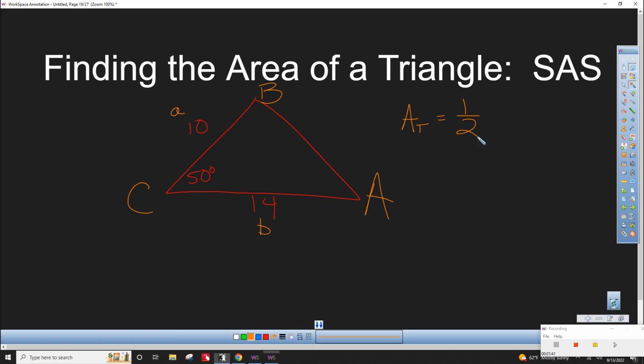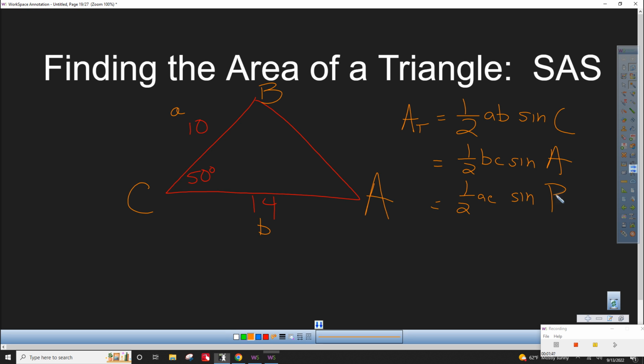1/2 a b sine of C, or 1/2 b c sine of A, or 1/2 a c sine of B. So in this one, the area of this triangle will be 1/2 times 14 times 10 times sine of 50. Now, this doesn't take a rocket scientist to understand why this is.